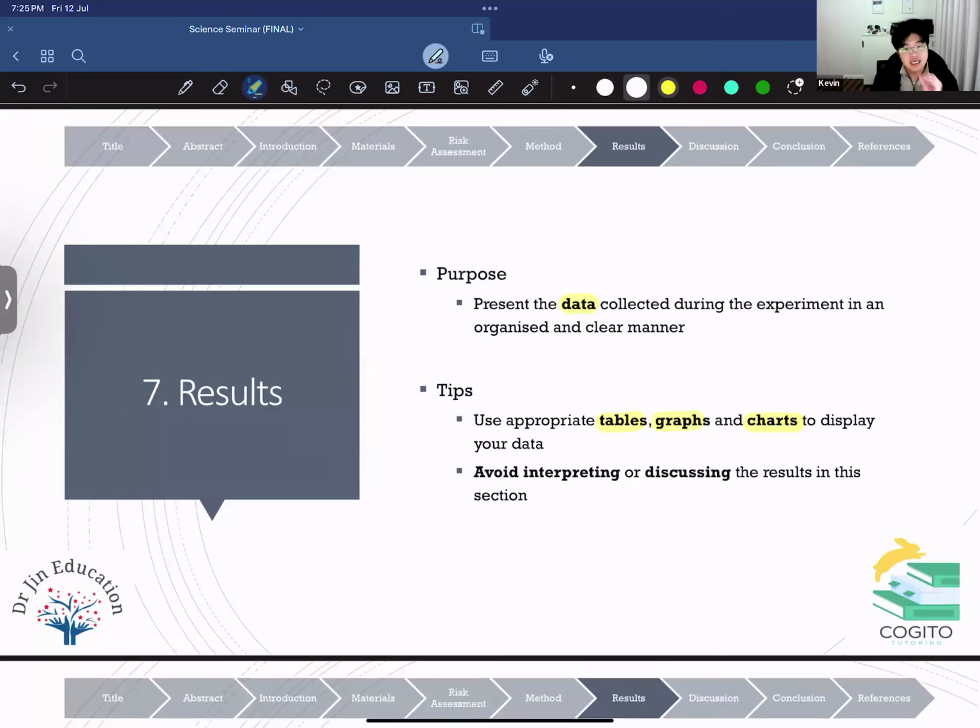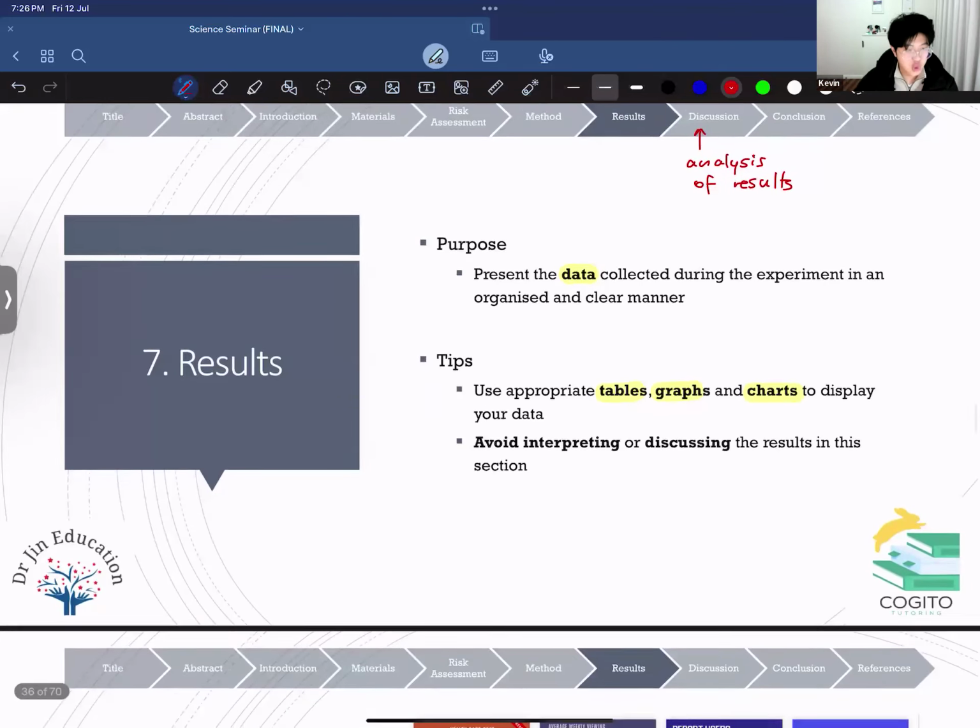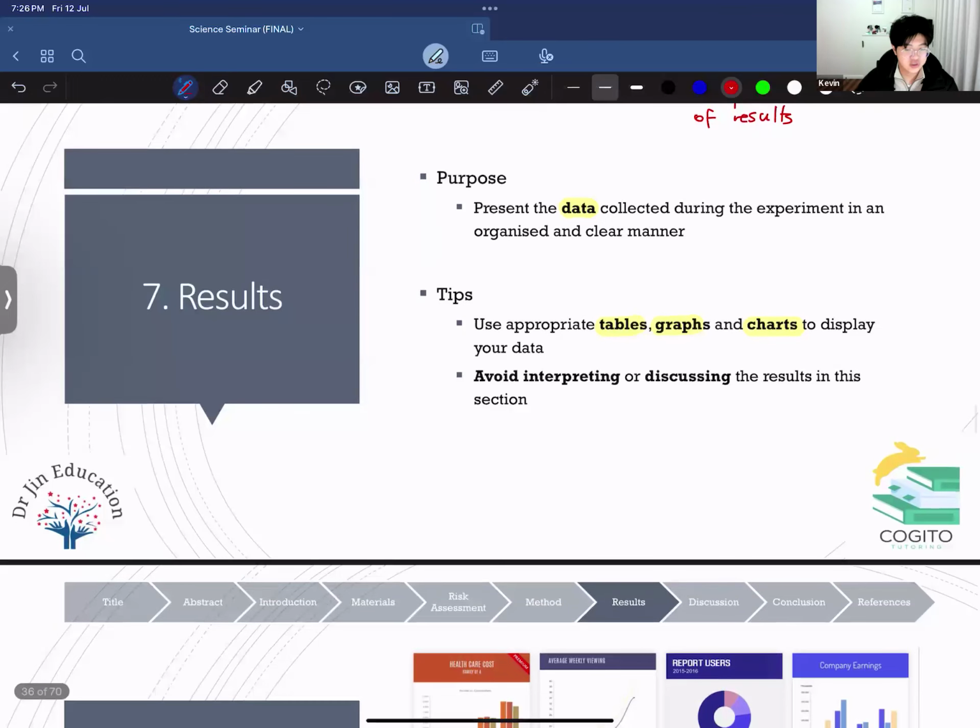Now, the one thing that students often do in results is try to analyze and interpret the result in this section, but that doesn't belong here. The actual analysis of results happens in the discussion section. Here, all you're saying is, here is my data, that's it. In the discussion section, you'll say this data happened because of this, and so on. But don't interpret your results in this section, okay?